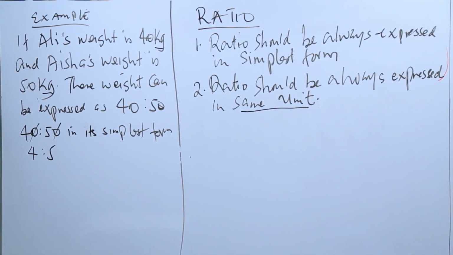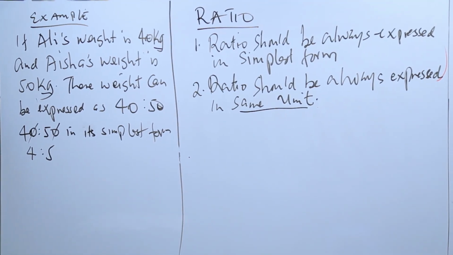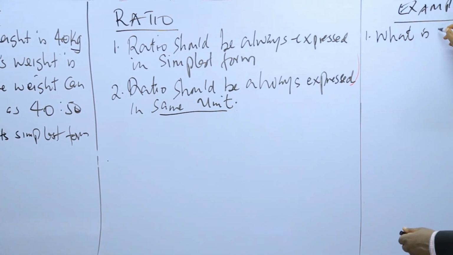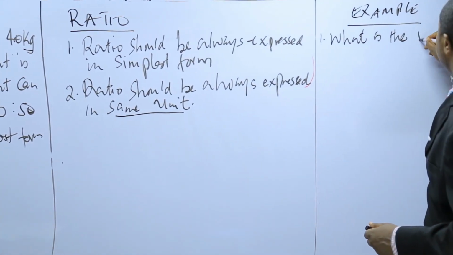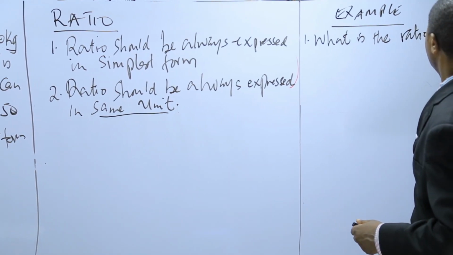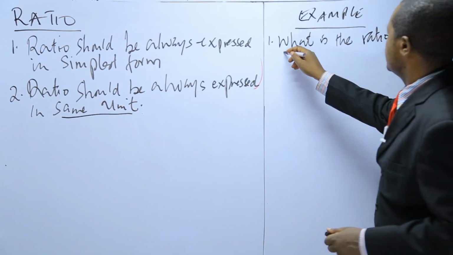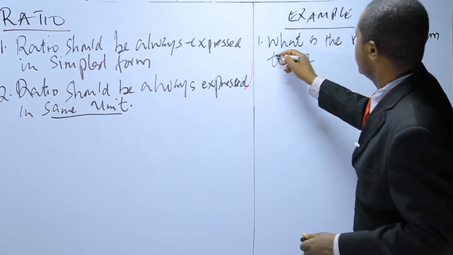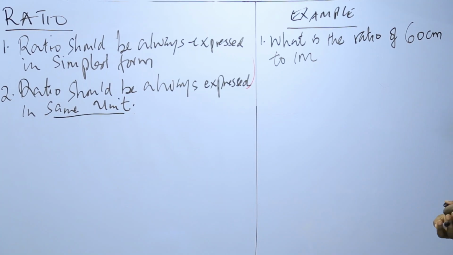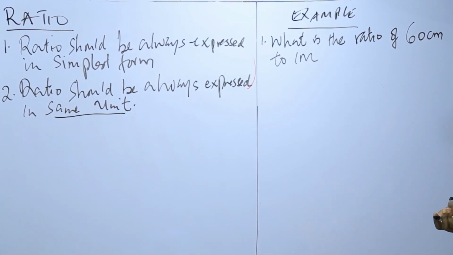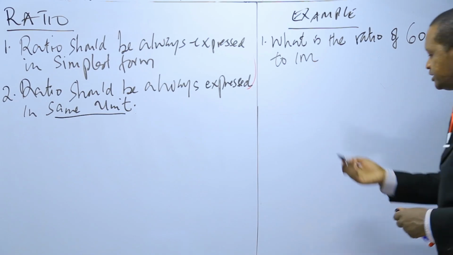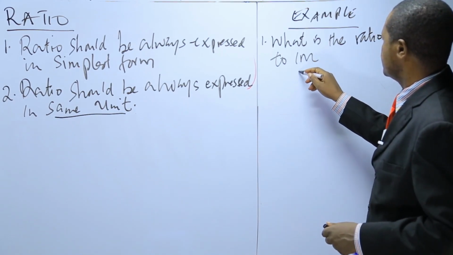Let us take another example. Example number 1: what is the ratio of 60 centimeters to 1 meter? This is the answer.